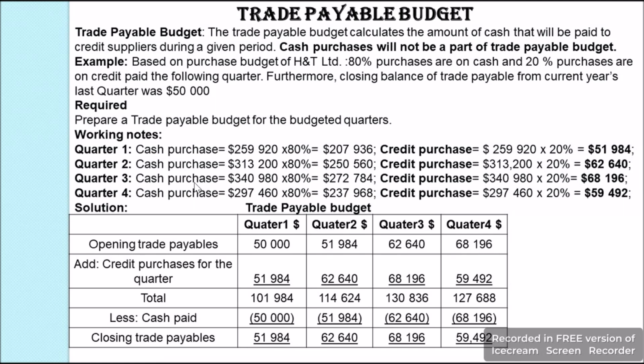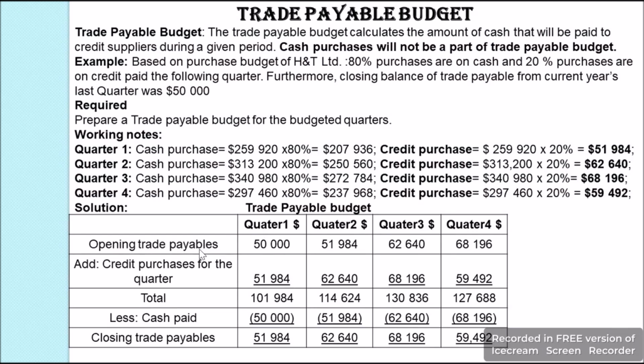$68,196. And then for the fourth quarter, again we have $297,460 from the purchase budget. 80% of this will be the cash purchases, which will be $237,968. This will be for the cash budget. For now we need the credit purchases for the trade payable budget, which will be 20% of this, and it will be $59,492. Now let's make the trade payable budget.